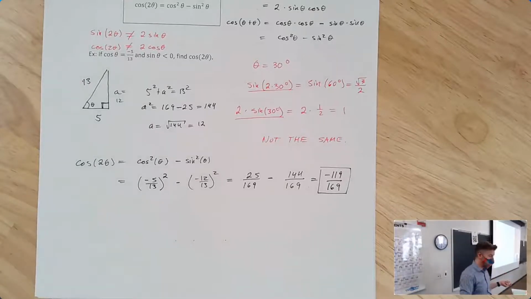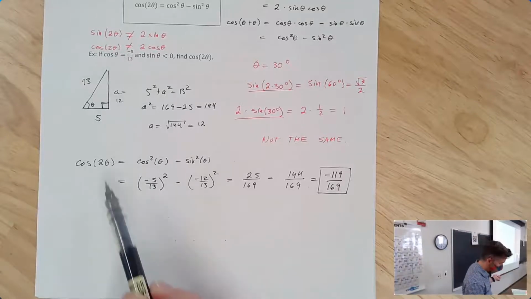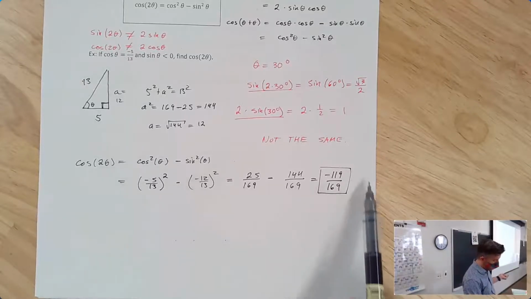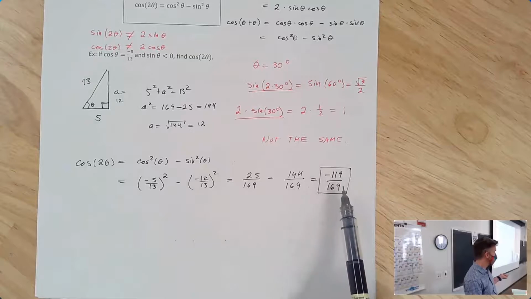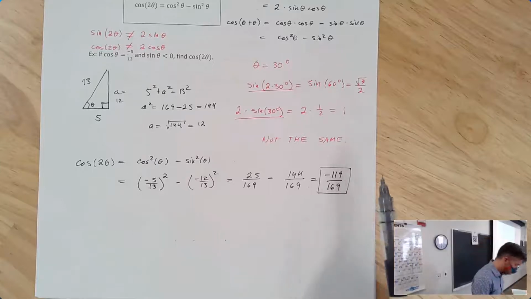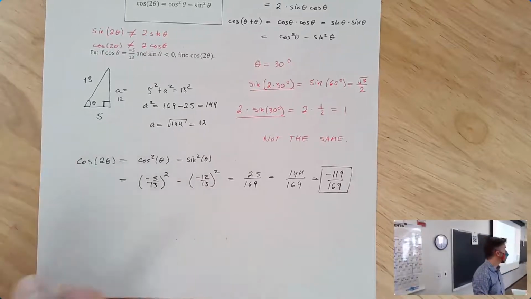If you know that cosine of 2 theta is negative, we're either in quadrant 2 or quadrant 3. We should figure out what's going on with sine of 2 theta to figure out which quadrant we're in. Wait, why do we need to figure out which quadrant? Well, because I'm asking an additional question. Oh, right, because I'm asking what quadrant 2 theta is in.